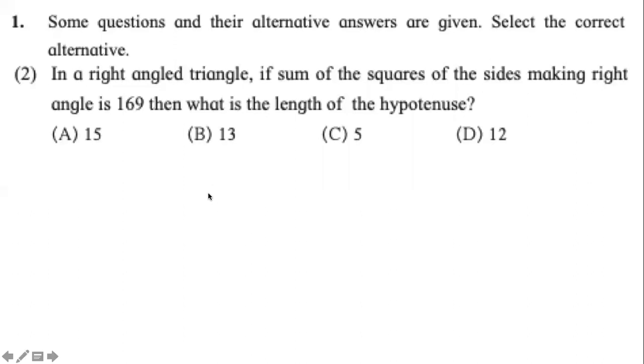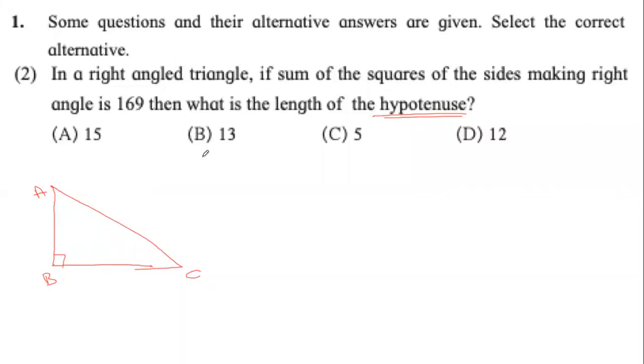The second multiple choice question is, in a right angle triangle, if the sum of the squares of the sides making the right angle is 169, then what is the length of the hypotenuse? Some people think that this is a harder question, but it is an easier question. It's just that it is written in words. You can imagine any triangle, ABC or PQR, whatever. Imagine angle B to be 90 degrees and AC is the hypotenuse.